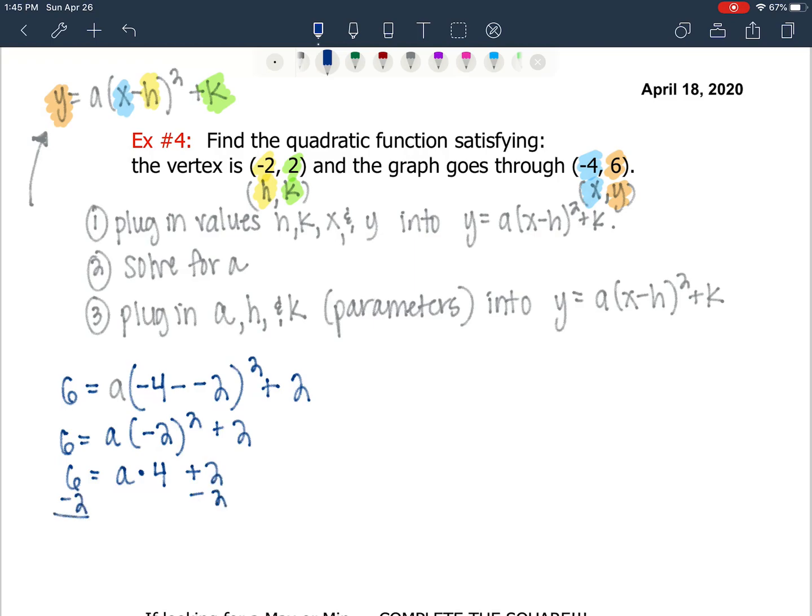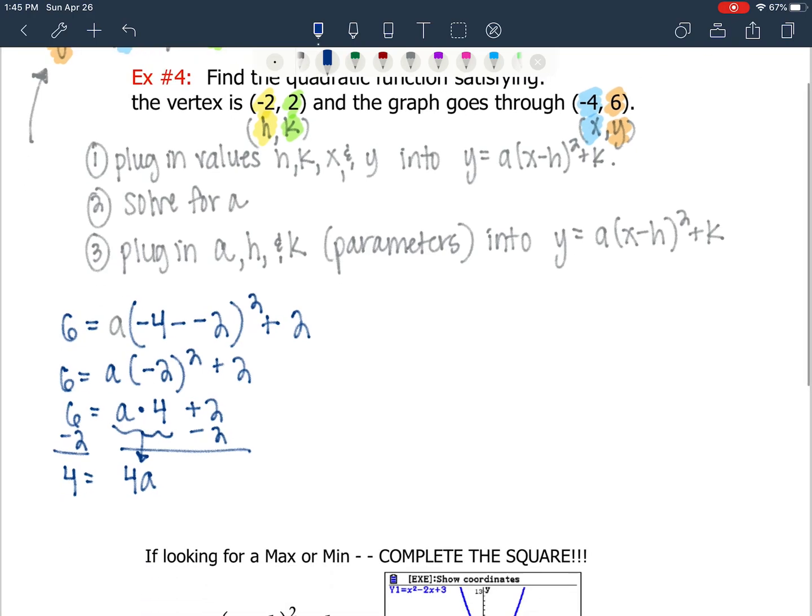I'm going to subtract 2 from both sides, and I get 4 equals a times 4, which is the same thing as 4a. And then plus 2 minus 2, zeroed out. Divide both sides by 4, and it seems like we did a lot of work just to get a equals 1. That is not going to happen all the time. However, it happened this time, and we're loving it. So that was step 1 and step 2.